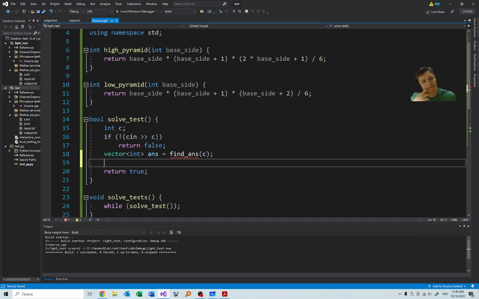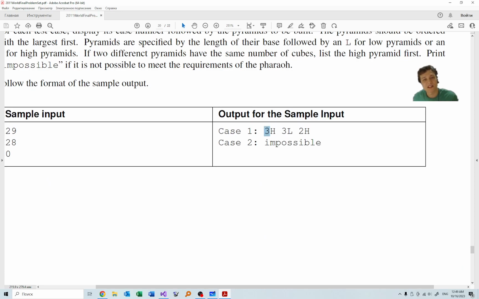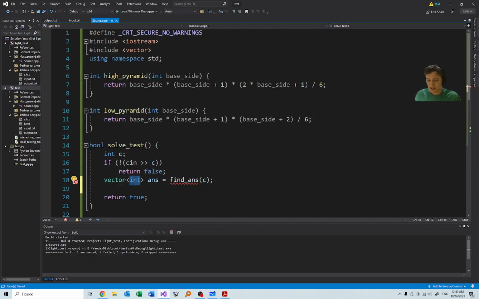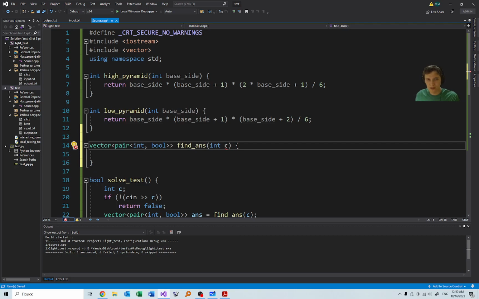Actually, no. As you see here, each pyramid is denoted by the size of its base and its type, which is high or low. So I would like to do the same, and for that the answer will be actually a vector of pairs of integer and boolean. So integer is the side length of the base, and boolean is whether it's high or low. So true for high and false for low. Let's for now just make a dummy function which doesn't do anything nice. And here we just return nothing.